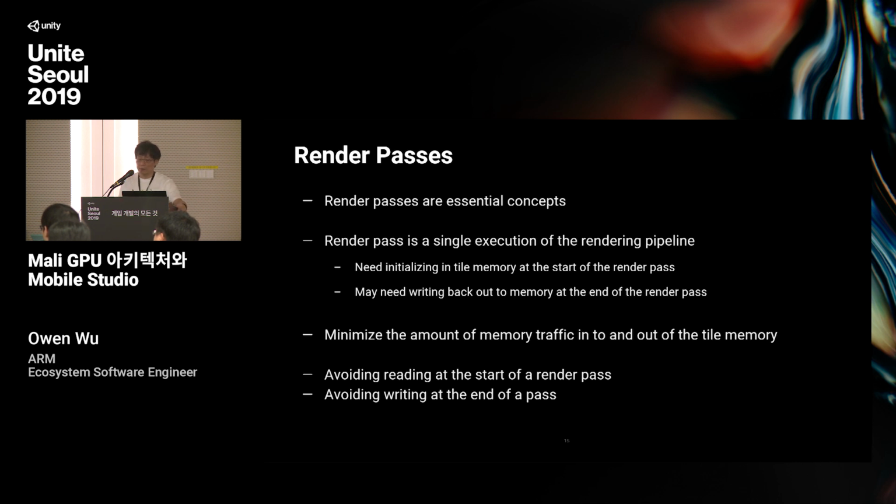So to get the most benefit from the tile-based rendering approach, it is critical that applications, that means your games, minimize the amount of memory traffic into and out of the tile memory. Tile memory is fast, running on chip. So that means avoid reading in older frame buffer values at the start of the render pass, and avoid writing out values at the end of each render pass.